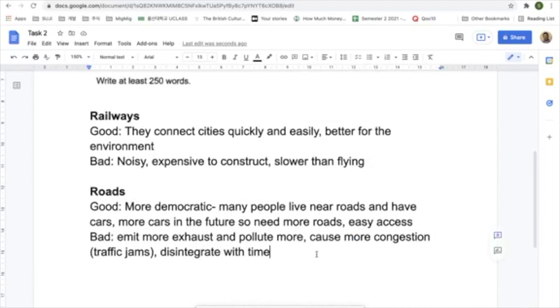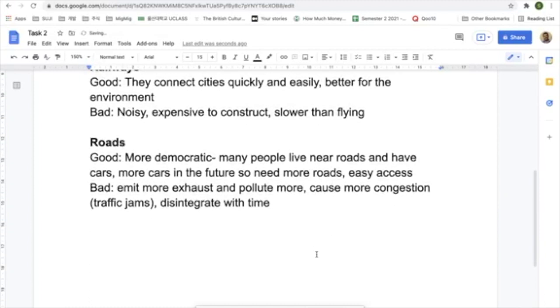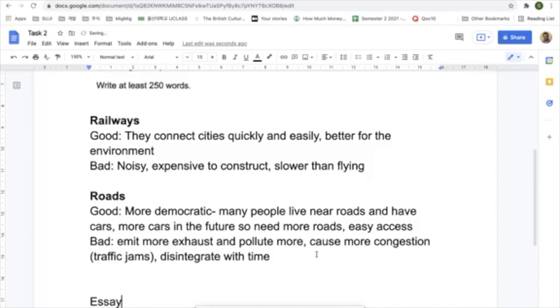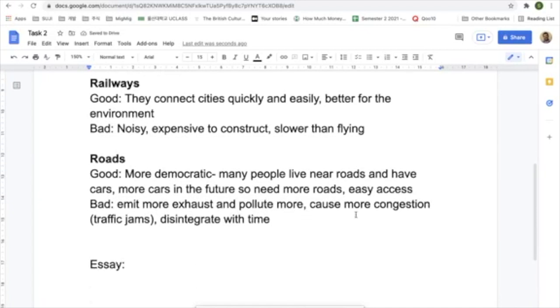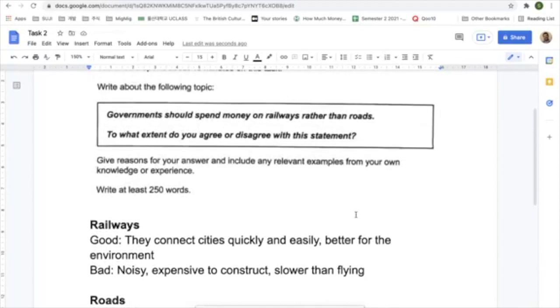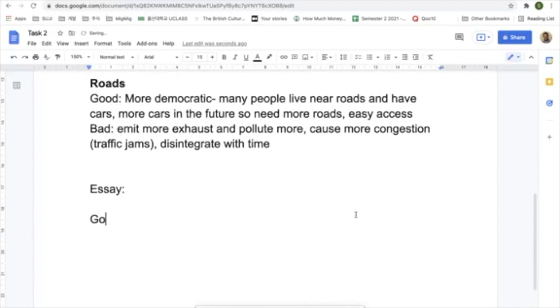Okay, so we have our brainstorming ideas. Let's begin. I'm going to start writing my essay now. Governments should spend money on railways rather than roads. To paraphrase, you have to use synonyms. Synonyms are words which have the same meaning, but they're different words. So I'm going to start with governments. Now, if you want to paraphrase governments, how could you do it? You could say something like governing bodies, for example. Okay, governing bodies, people in charge.